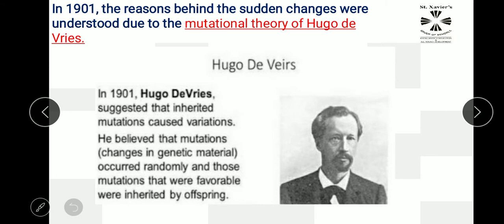Next, in 1901, the reasons behind the sudden changes were understood due to the mutation theory of Hugo de Vries. Till that time, the scientists did not have an answer for the sudden changes in genes, and that is the reason the scientist Hugo de Vries came forward and gave the mutation theory, and on the basis of the mutation theory it was then possible to answer the reason behind the mutational changes, the sudden changes, students.